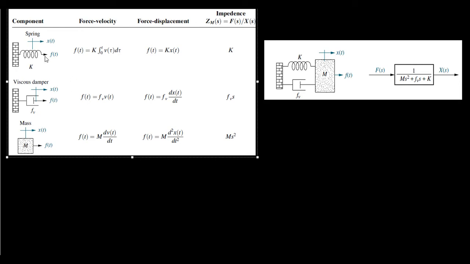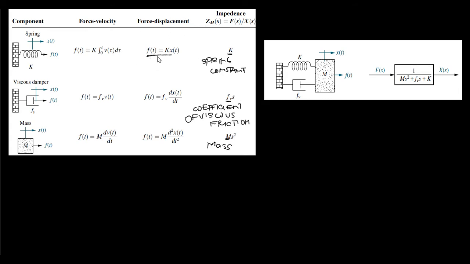Okay? And each component, like for example, spring, ano ba yung impedance niya? Yung K, ito yung tinatawag na spring constant. Okay? For the viscous damper, yung Fv, ito yung tinatawag na coefficient of viscous friction. Okay? And yung M, of course, ito yung mass. Okay? So, bakit ba naging K, Fv s, at saka M s squared yan?